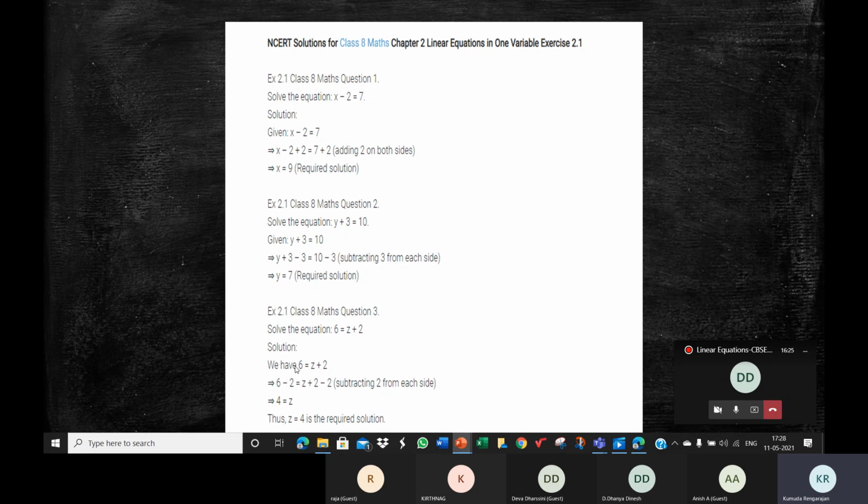So write 6, which is in the LHS, as it is, minus 2, is equal to z plus 2 as it is, minus 2. You're subtracting 2 from both the sides. So now 6 minus 2 is 4, is equal to plus 2 minus 2 is 0. So z is equal to 4.